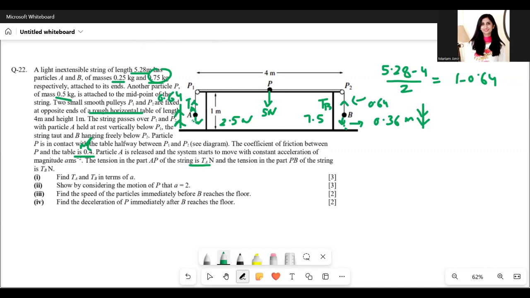Since particle A is moving upwards, its forward force is T. Sorry, forward force minus backward force, the weight, which is 2.5, is equal to mass times acceleration, 0.25a. This is Newton's second law. This is TA. So TA equals 2.5 plus 0.25a.